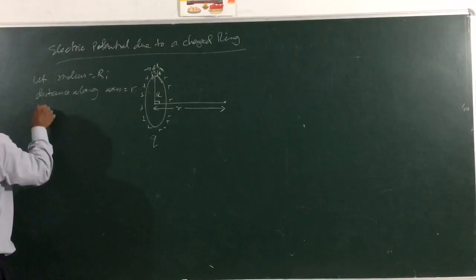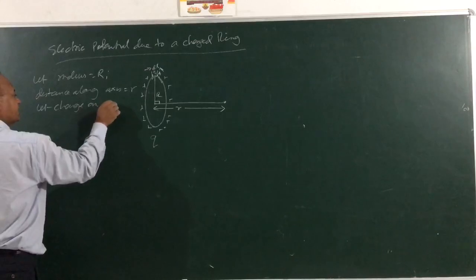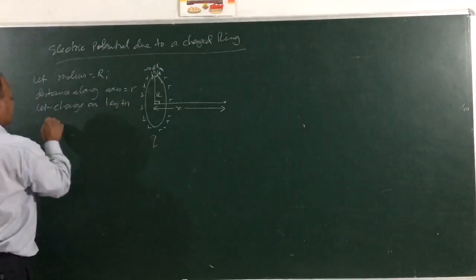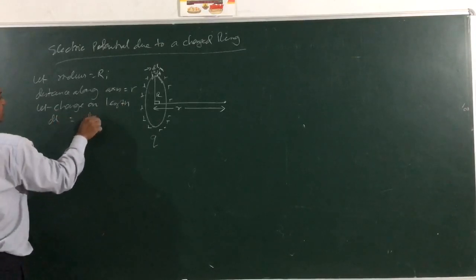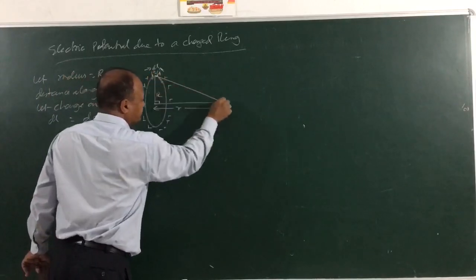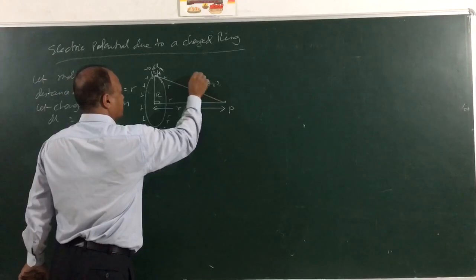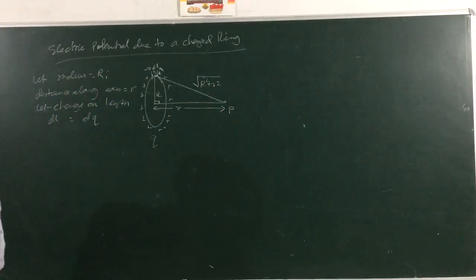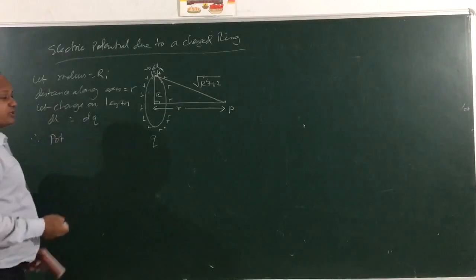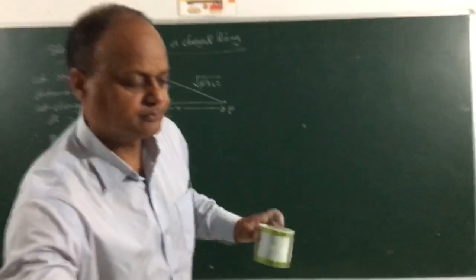Let the charge on the element of length dl be equal to dq. Children, the distance between this charge dq and point P will be root over R square plus small r square. Clear? Therefore, I want to understand very clearly here. I can show you like this.